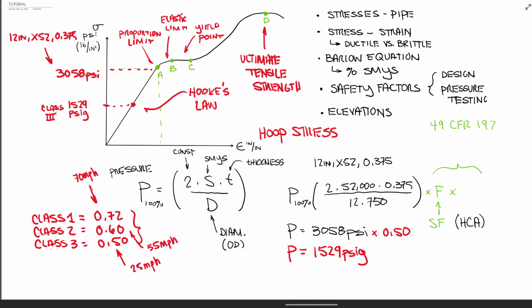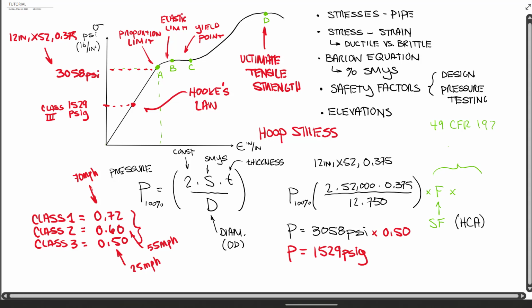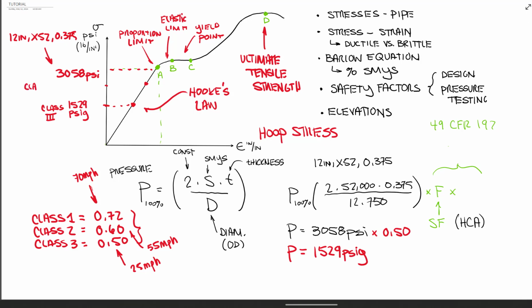Okay, what would be our class 1? What was the maximum pressure we can run in a class 1 location, assuming it's a rural area? That comes out to be about 2201. So 72% is probably somewhere up in this region, and that would be our class 1, and that is 2202 psig.